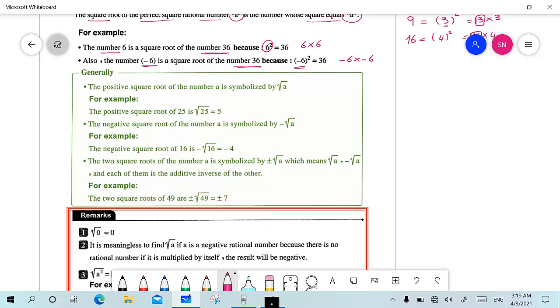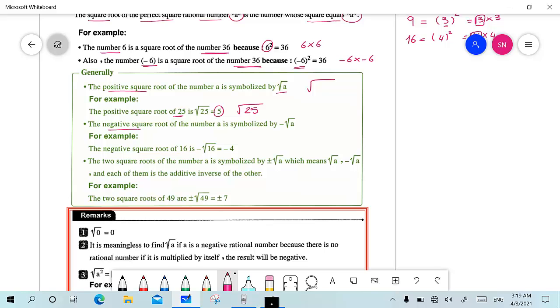We have a positive square root for a number symbolized by this symbol. So I know that the positive square root, this is the symbol for it. For example, if I want to find the positive square root of 25, I'm going to put the 25 under the sign of the square root. This means I want to find the number which I multiply by itself or square it to get 25, and this is 5. So the square root of 25 is 5, and this is the positive square root of 25.